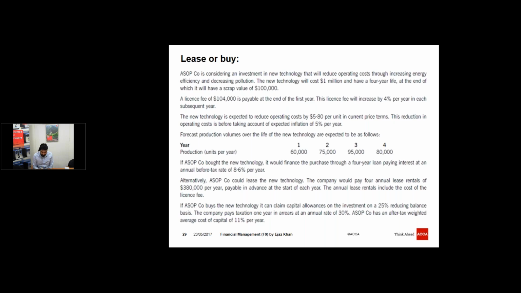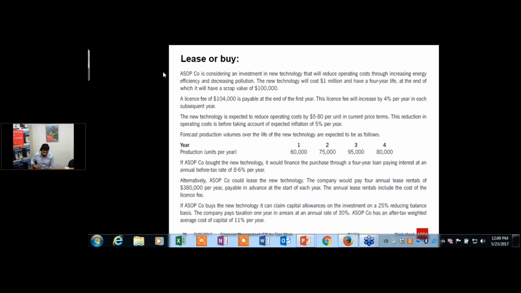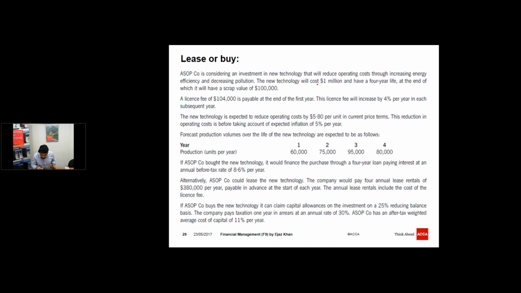Okay, let's read this question. Lease or buy, ASOP company. It's a past exam question, a typical lease or buy question. ASOP company is considering an investment in new technology that will reduce operating costs through increasing energy efficiency and decreasing pollution. The new technology will cost $1 million and have a 4-year life, at the end of which it will have a scrap value of $1 lakh.